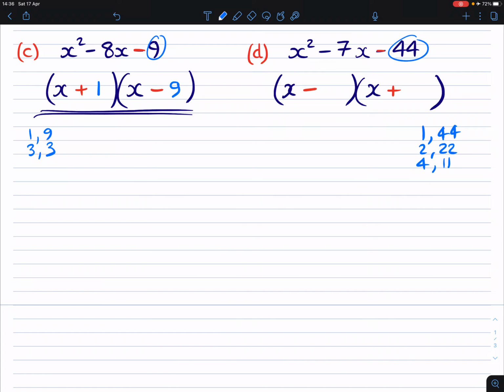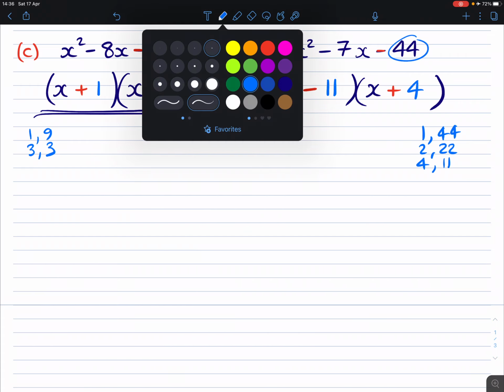Inputting the numbers one at a time. The negative 7x means that the bigger number needs to be negative. 1 minus 44 gives us minus 43. That's not what we want. 2 minus 22 gives us minus 20. That's not what we want. 4 minus 11 is where we get this minus 7. So we need a minus 11, and then we need a positive 4.